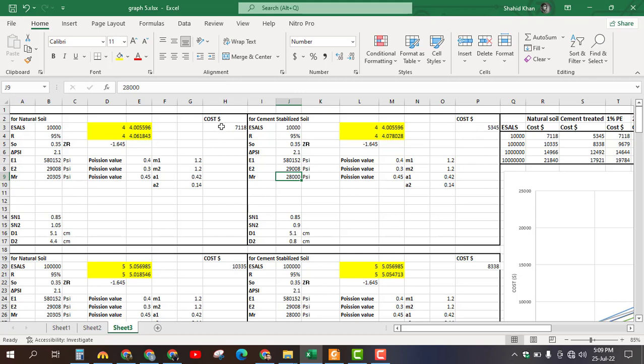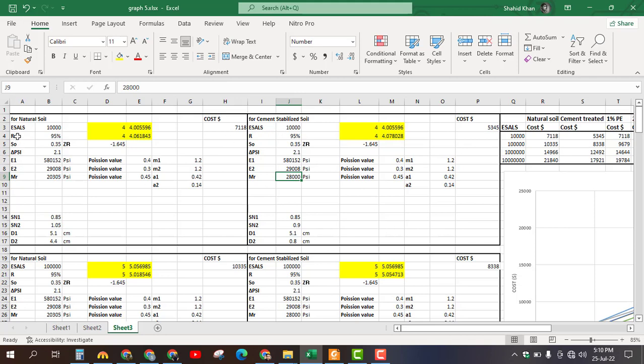Now look at the cost here. The cost is almost 7,000 plus, and here 5,000 plus. So it means that by using the cement stabilized soil, the cost of the road decreases by almost $2,000.